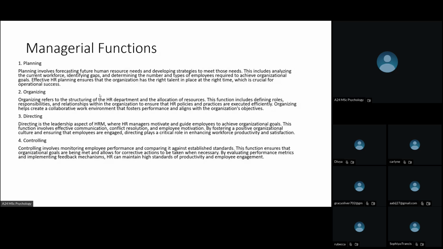And by evaluating performance metrics and implementing feedback mechanisms, HR can maintain high standards of productivity and employee engagement. Again, getting feedback from employees themselves, make sure that the productivity standards are high, and then we have a happy workforce altogether. This is very important in terms of controlling also. We can say this is an influencing part. We need to take feedback from the employees. We need to influence the workforce back again, saying that this is working for our organization, so that the control is not going out. So these are the main managerial functions that are being discussed.